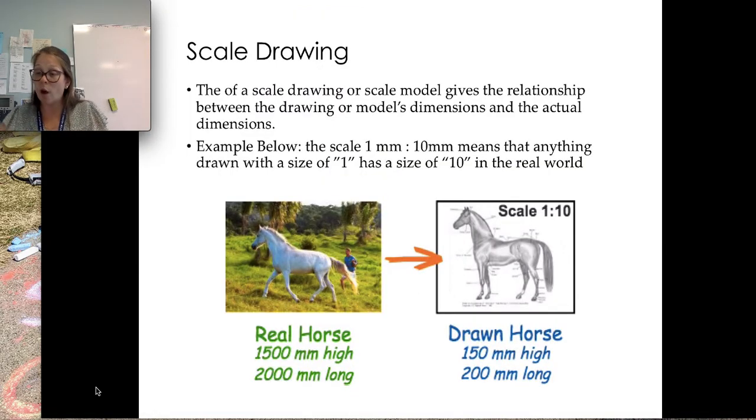What is a scale drawing? A scale drawing or scale model gives the relationship between the drawing or model's dimensions and the actual dimensions. We have an example below where the scale of 1 millimeter is equivalent to 10 millimeters. That means anything with a size of 1 has a size of 10 in the real world. So we can draw things on a scale, like you see in this drawing of the horse in comparison to the real horse.